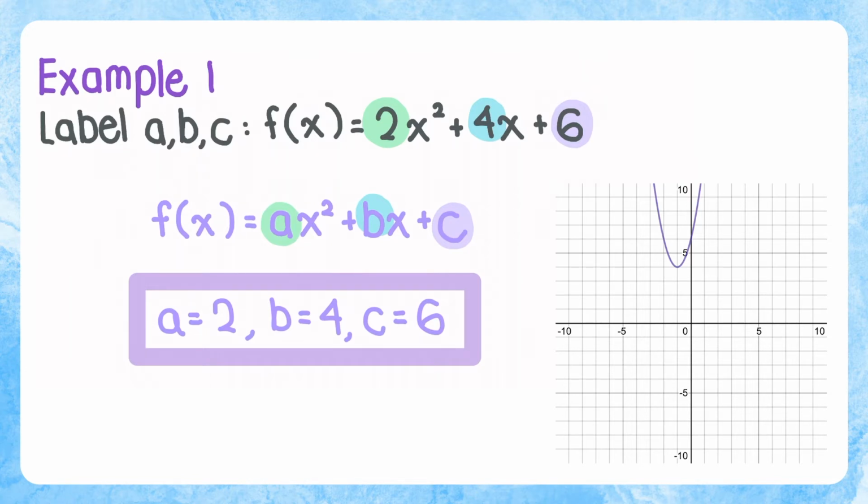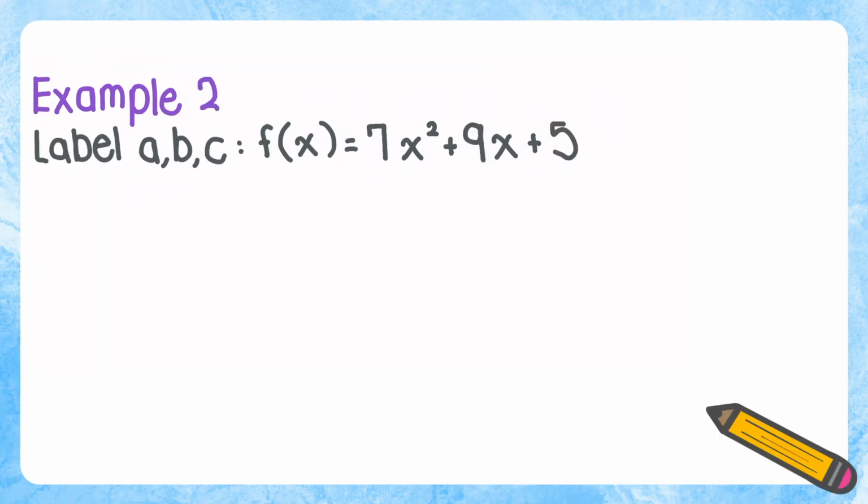a graph. In this next example, I have f of x equals 7x squared plus 9x plus 5. For a, we have 7. For b, we have 9. And for c, we have the constant 5. So we have a equals 7, b equals 9, and c equals 5.